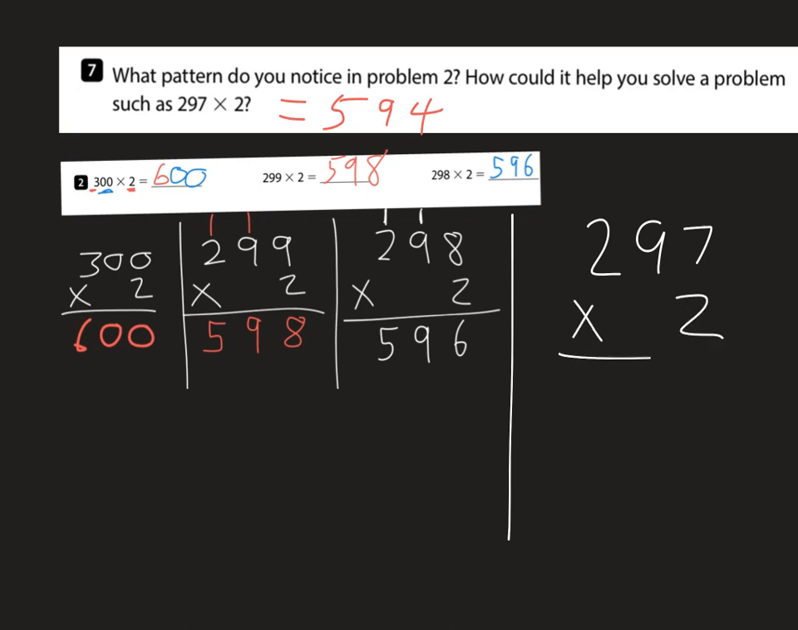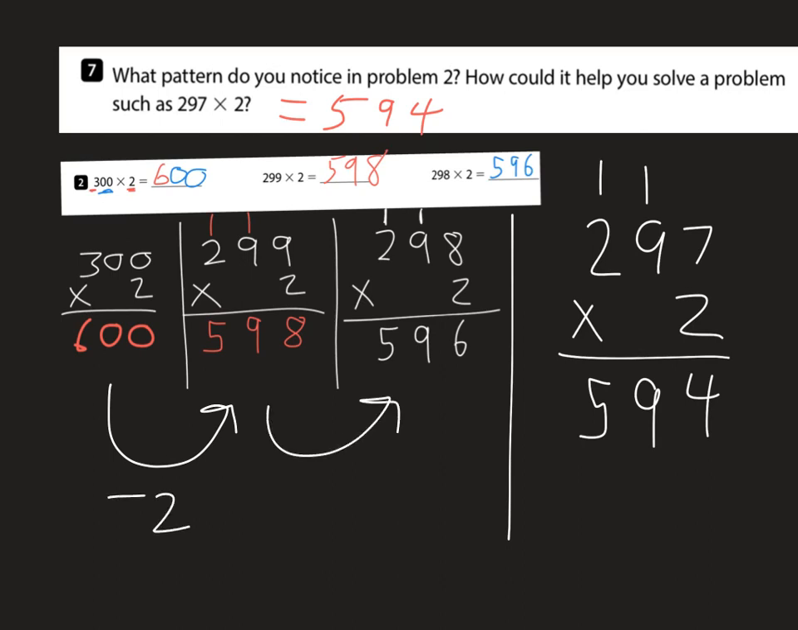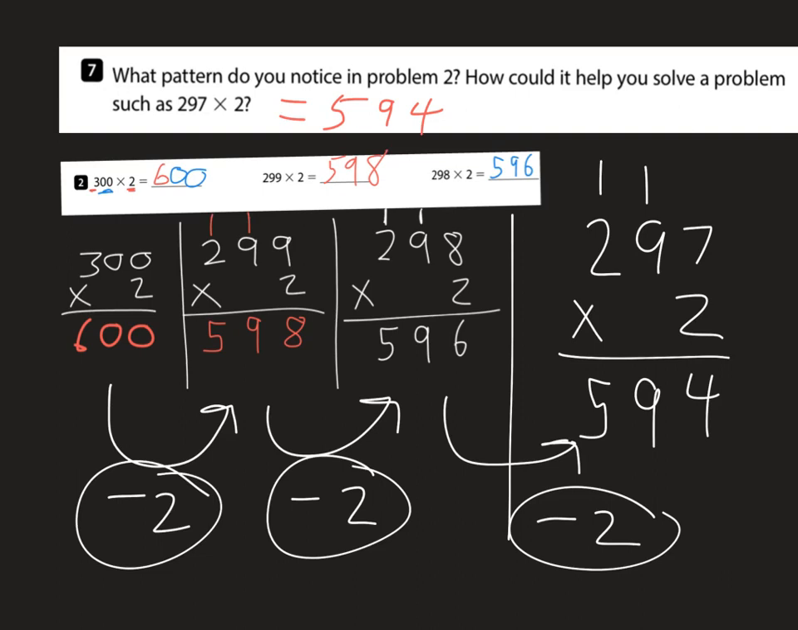And let's check our work just to make sure we got it right. 297 times 2. 7 times 2 is 14. 2 times 9 is 18, plus 1 is 19. And then finally, 2 times 2 plus 1 will give me 5. So if we look at each one, you have 600, 598, 596, 594. Each time, we're going to be 2 less. Minus 2, minus 2, minus 2. So our pattern is subtract 2 each time.